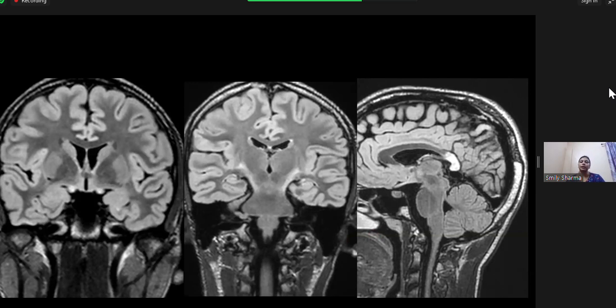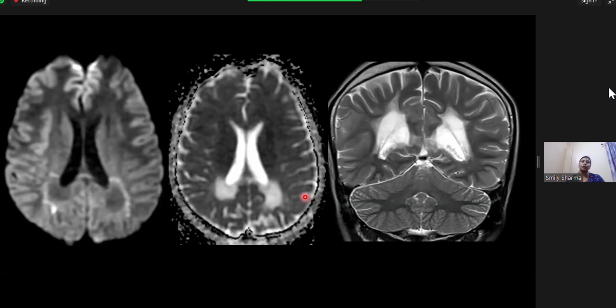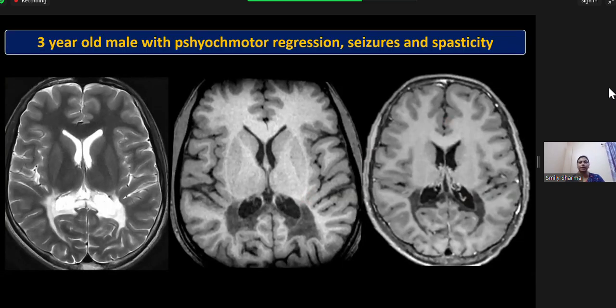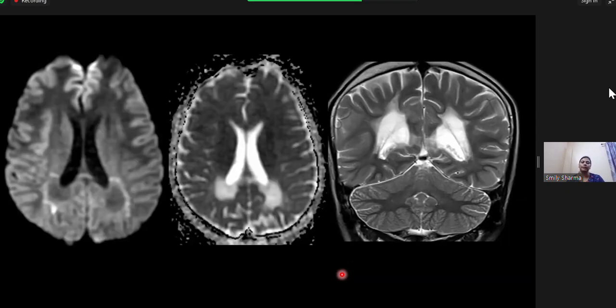But what this case is to show is that apart from the typical features which are seen in X-linked adrenoleukodystrophy, there can be certain atypical features. For example, there may not be enhancement in adrenoleukodystrophy. Actually, 50% of the cases are known to enhance, and the rest of the cases may or may not show enhancement.